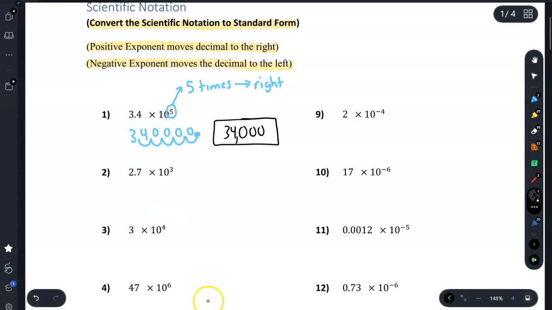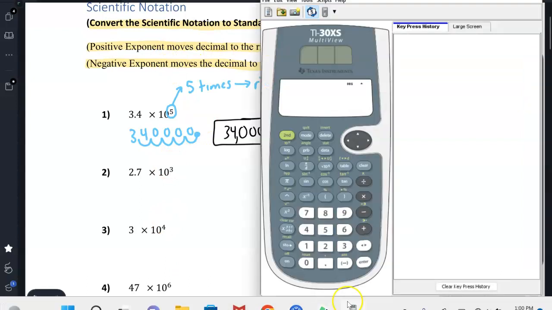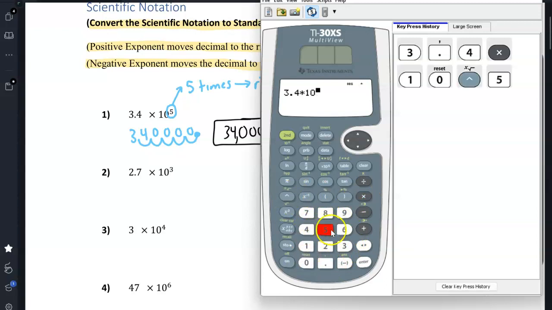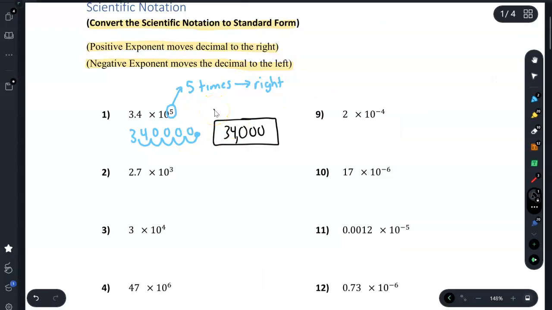So I'm not going to do any of these on the calculator other than this one example. I could punch this in the calculator, 3.4 times 10 raised to the 5th power, and you'll see that I'll get 340,000 just as I did when I simply moved the decimal. So once again, all we're doing is moving the decimal.